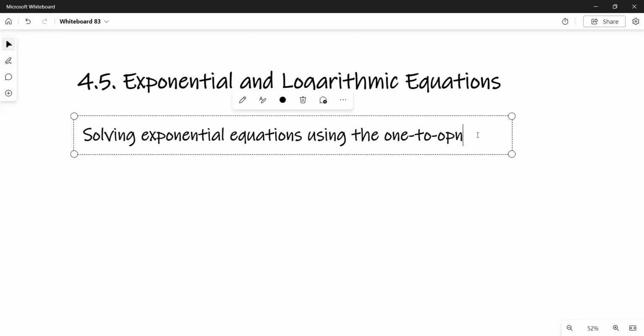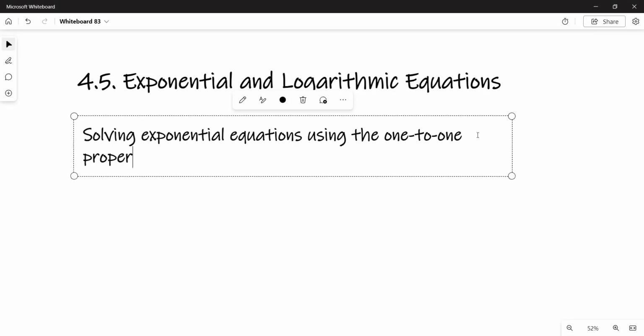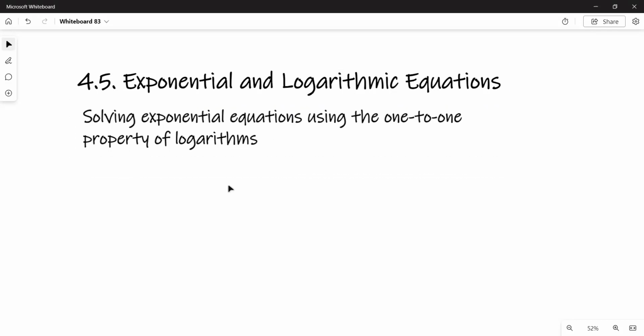The one-to-one property of logarithms. An exponential function is a one-to-one function. If it is a one-to-one function, it has an inverse. The inverse is called a logarithm with base a. So if the logarithm is the inverse of the exponential and the exponential is one-to-one, the logarithm is also one-to-one.